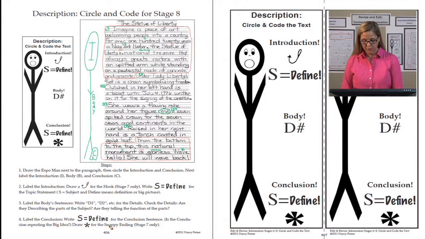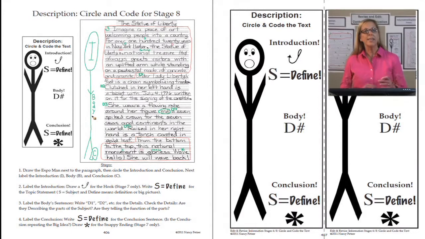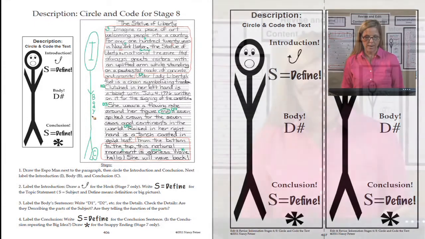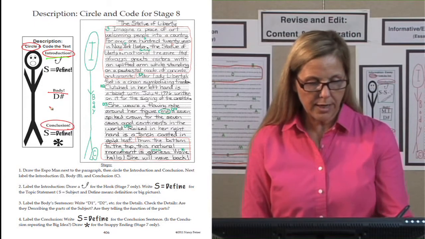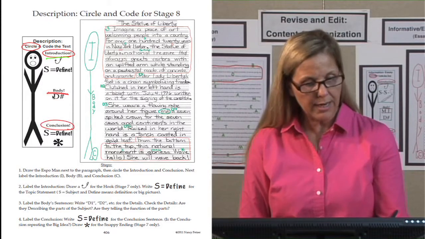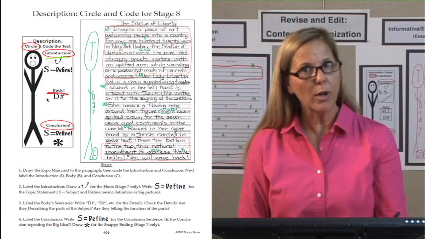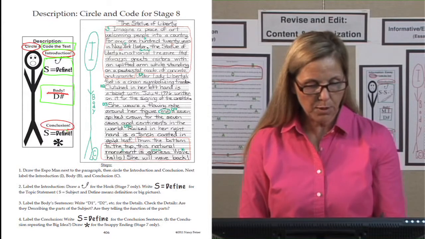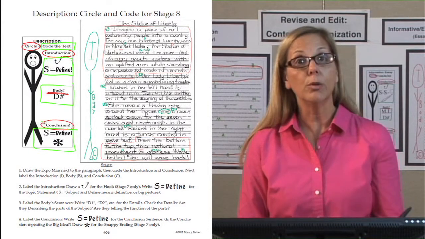On pages 406 and 407, these two pages go together, and this is for revising and editing, organization and content for a stage 8 paragraph. That means an advanced paragraph that is a descriptive, informative, explanatory paragraph. We have our bookmark. Circle the introduction, circle the conclusion, leaving us with the details or the body, what is in the middle. Then we will go to each part of our paragraph and we will code the text.